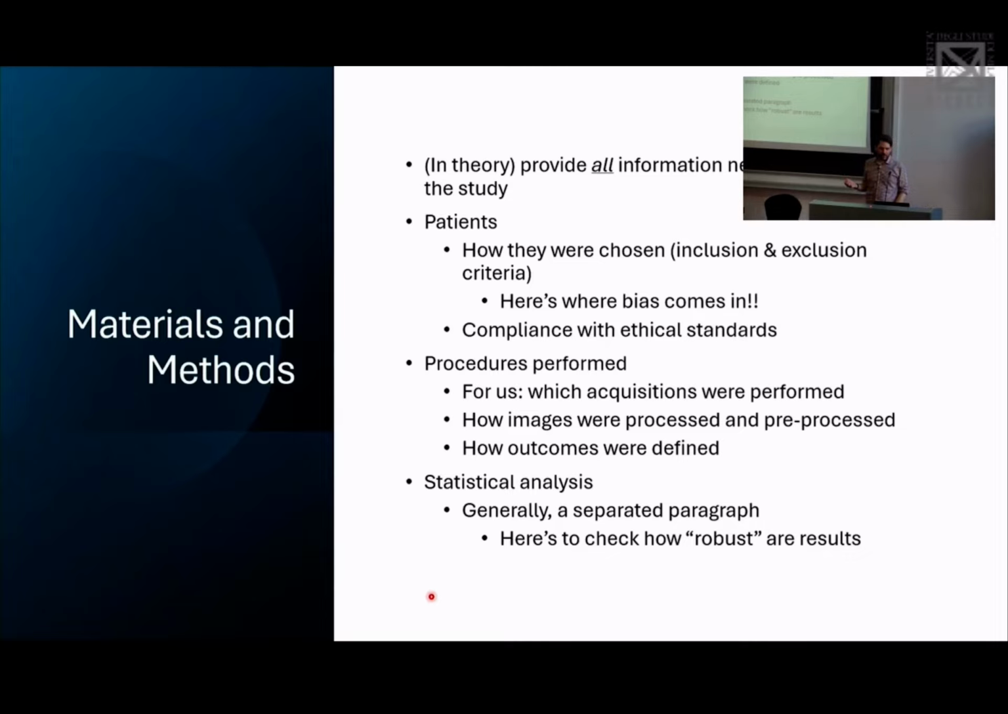Often they do it in a separate paragraph, and here you check how robust the results are. Probably either in the statistical analysis or in the patient chapter you get all the details that Professor Bernasconi talked about: prospective study, retrospective study, and everything else.